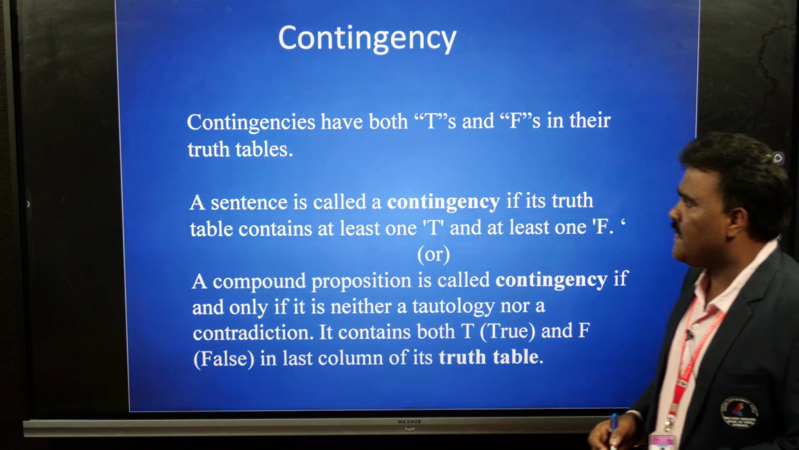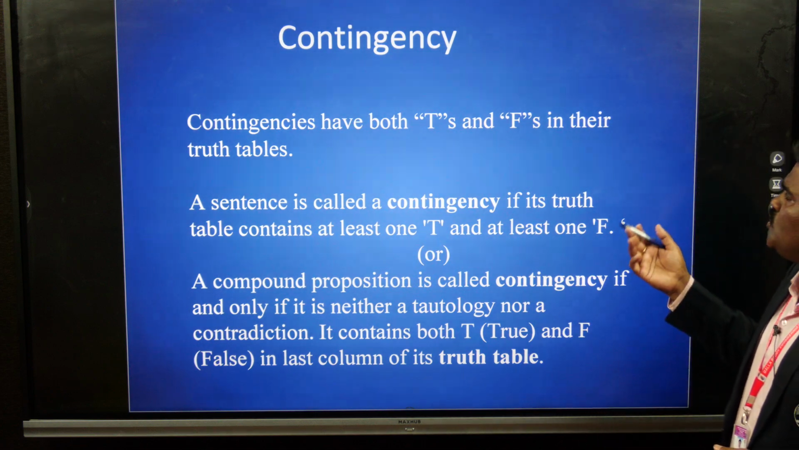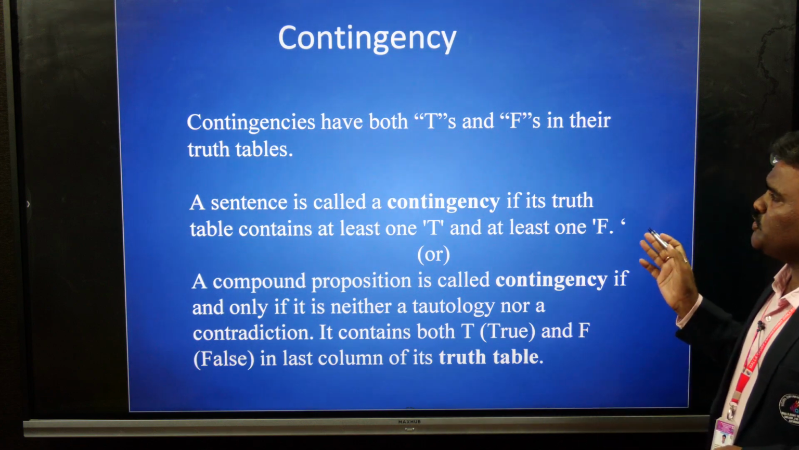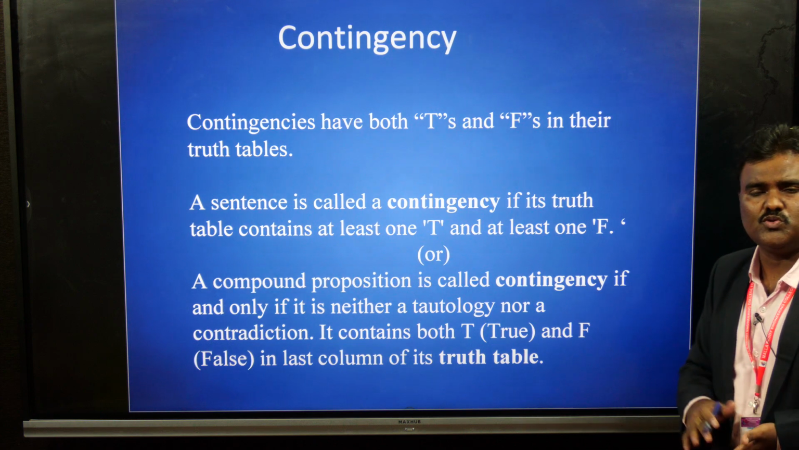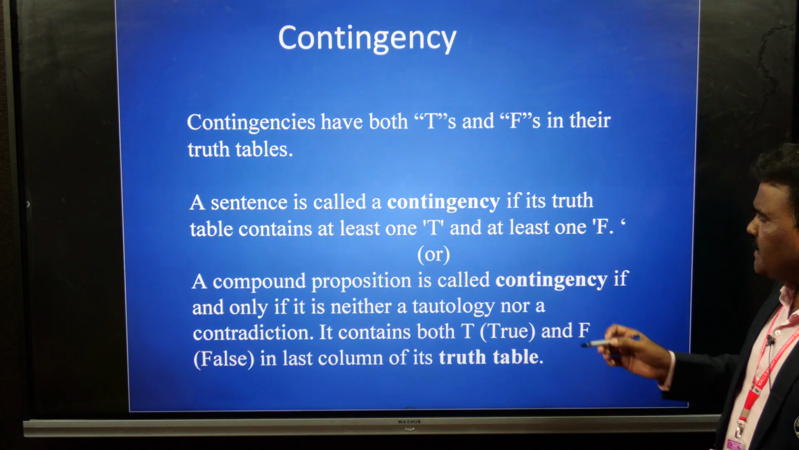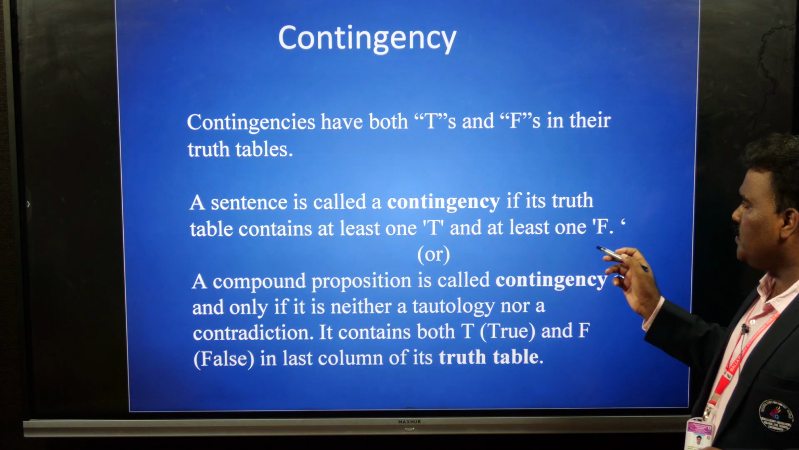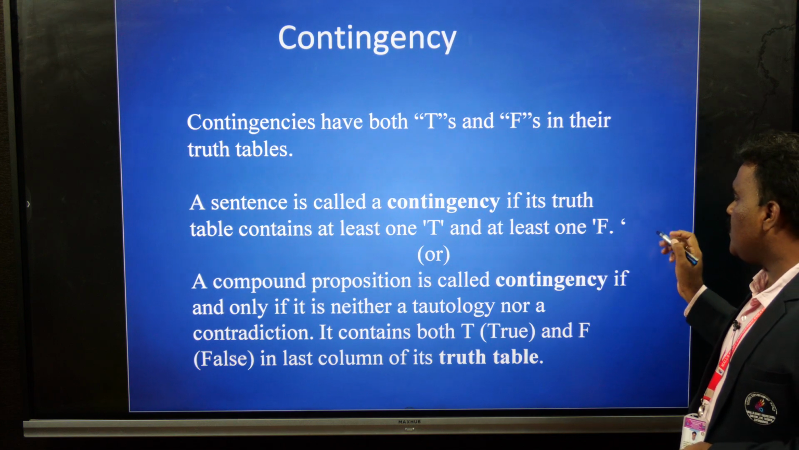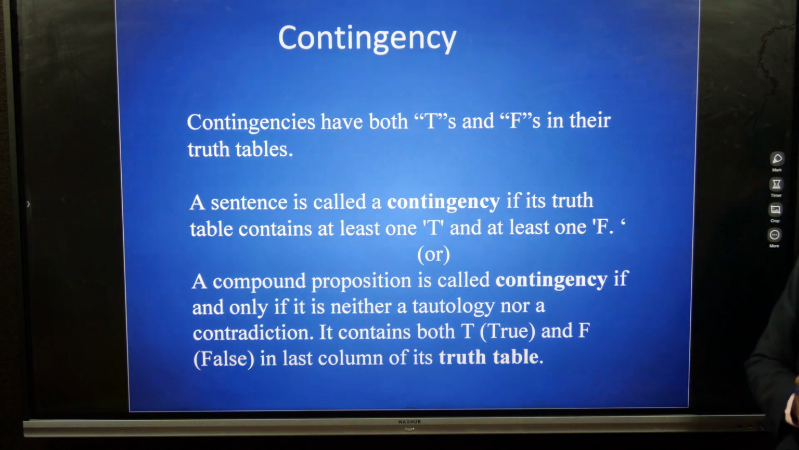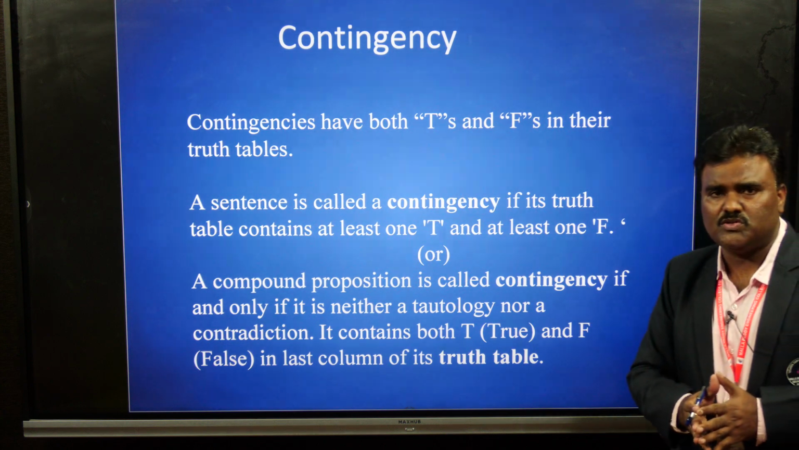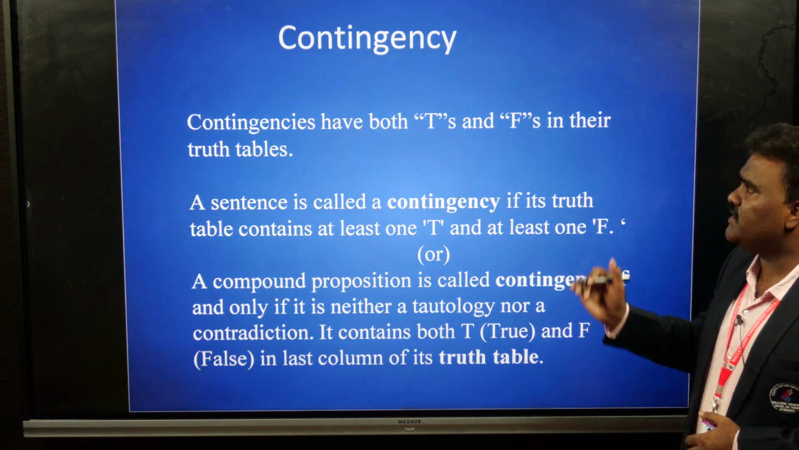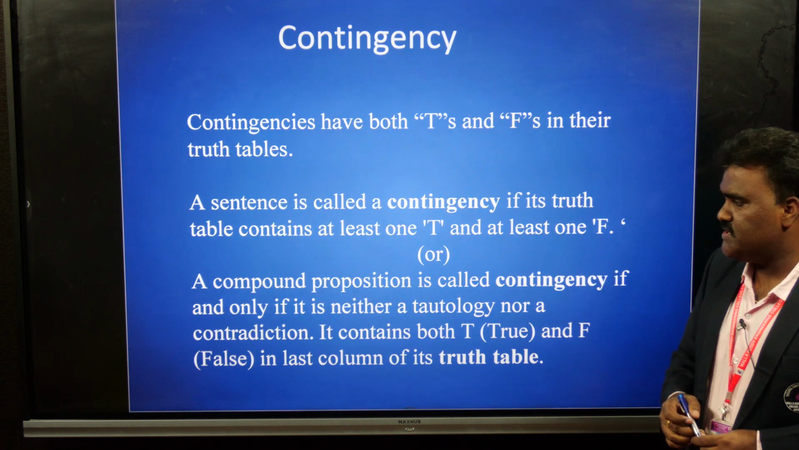Next, contingency. A contingency has both T's and F's in its truth table, meaning it contains both true as well as false. A sentence is called a contingency if its truth table contains at least one true and at least one false. The truth table must contain at least one true and one false; only then is it said to be a contingency.